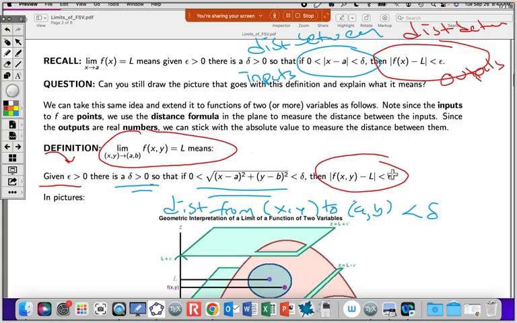We didn't change this at all. Why? Because the outputs from this function are real numbers, just like the outputs from the earlier function are real numbers. So this is the distance from the output f of x, y to L. But it's the same concept. We're getting the distance between the outputs small by getting the distance from the inputs small enough. And no matter how close you want the outputs to be to L, you can find a distance close enough to a, b to make that happen.